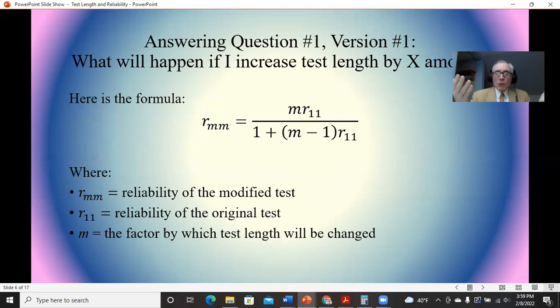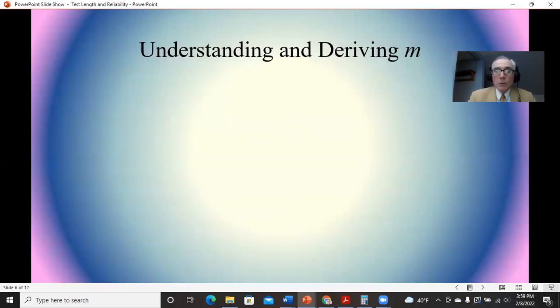Okay, so first question, and this is our version 1 approach. What would happen if I increase the test length by this much? So this is the formula. You can stare at it as long as you like, circle back to this. Essentially, the reliability of the modified test, and we're using R sub mm for that, is equal to the factor by which we're going to change its length, come back to that, that's m, times its existing reliability, divided by 1 plus, and then you've got the parentheses, m minus 1 times the existing reliability. So we're going to work our way through this as we move forward.